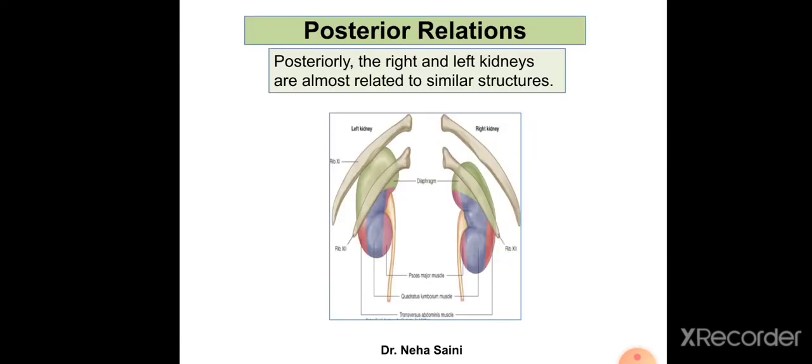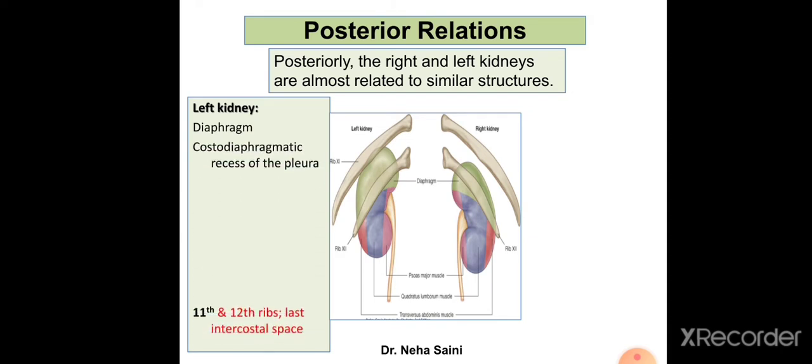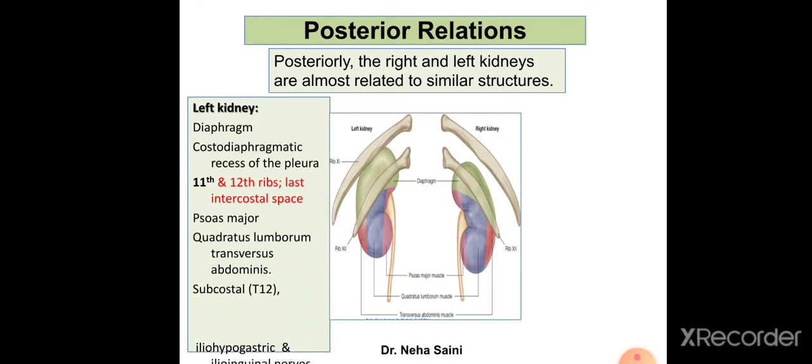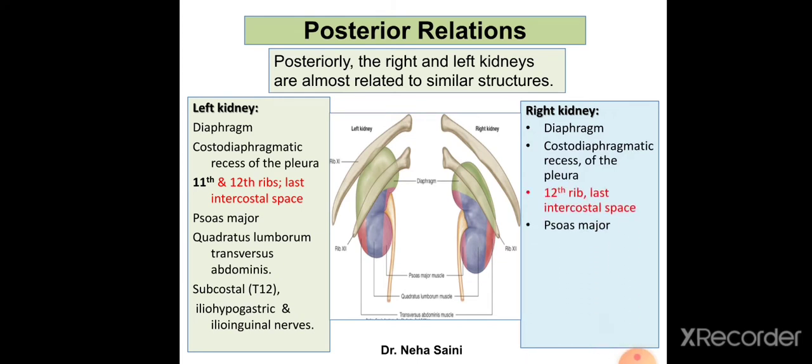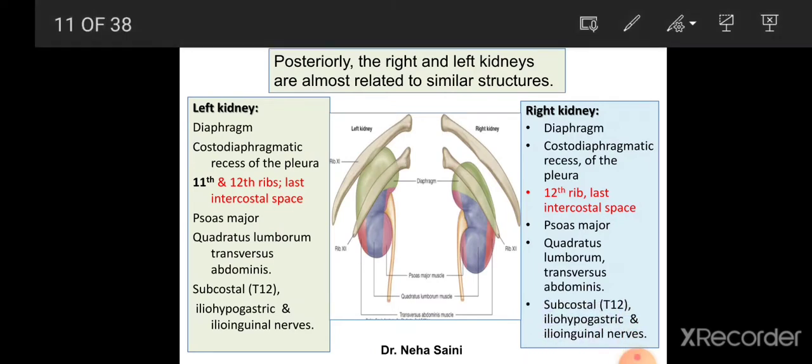Then the posterior relations of the kidney. On the posterior side, the structures are similar on both sides except for one rib. On the left side we have the 12th and 11th ribs in relation to the posterior surface of the kidney, while on the right side, as we know, the right kidney is lower in position in comparison to the left, so we have only one rib in relation to the kidney, that is the 12th rib. Other relations on the posterior surface of the kidney include the diaphragm on the upper aspect.